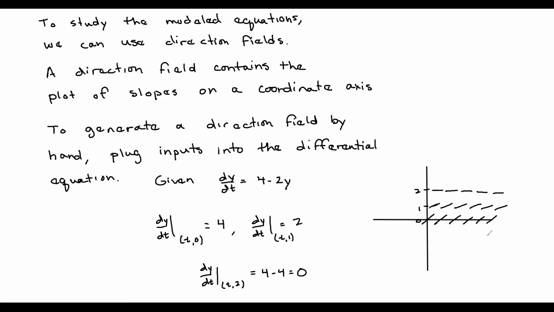And so you can see we could go through and generate a direction field by hand. However, that's not typically how we do it. Direction fields are normally generated using a graphing utility. So normally you don't do it this way. You can do it this way, but normally you use a graphing utility.